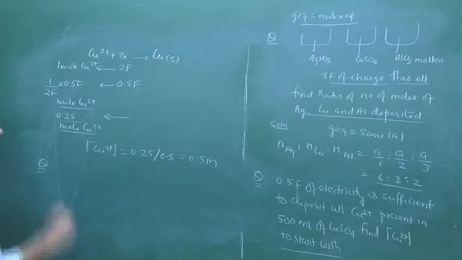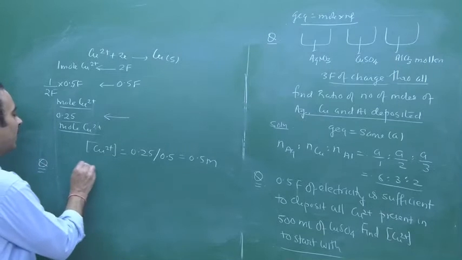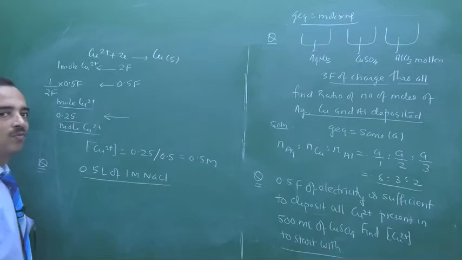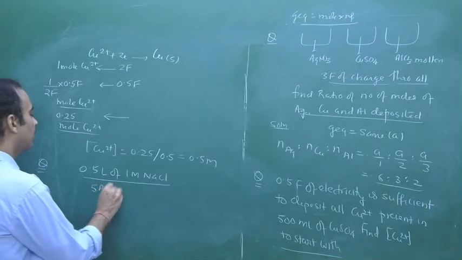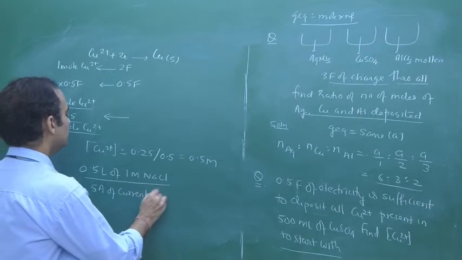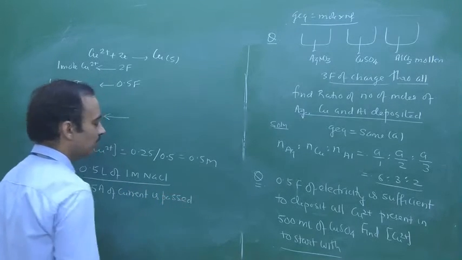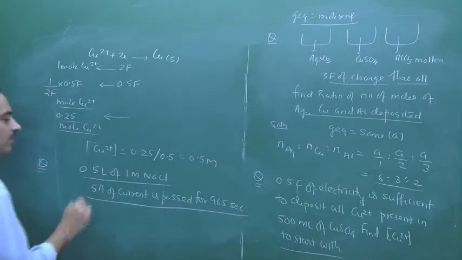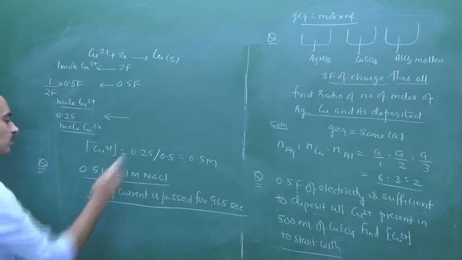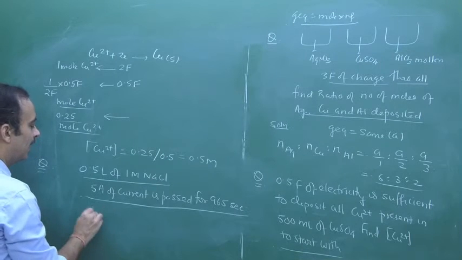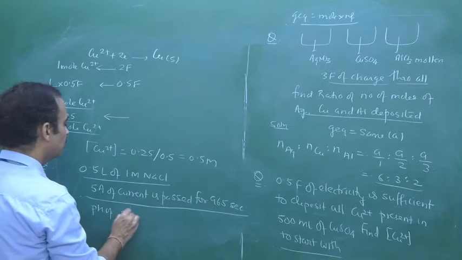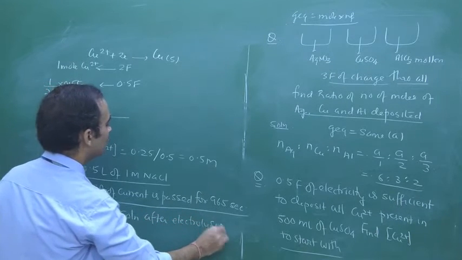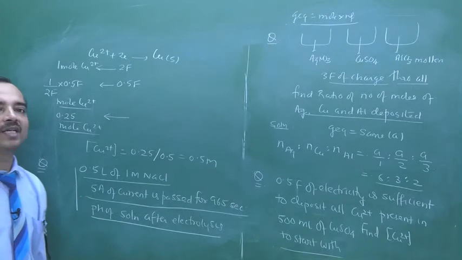Now there is one more question. We have 0.5 liter of 1 M NaCl. 5 ampere of current is passed for 965 seconds. Now you have to find out pH of solution after electrolysis.